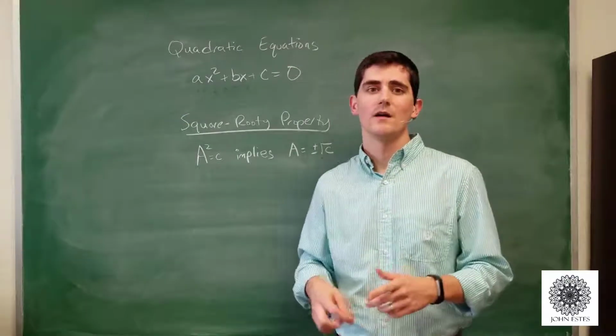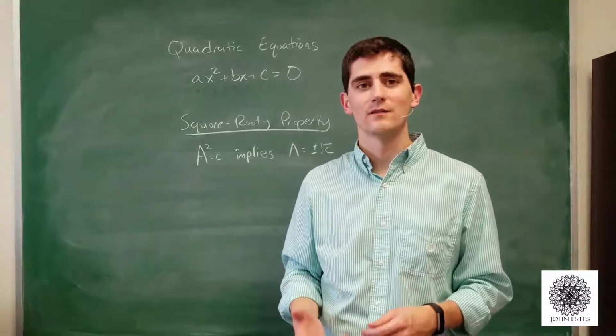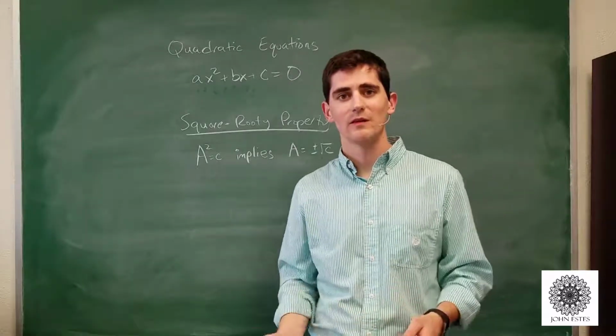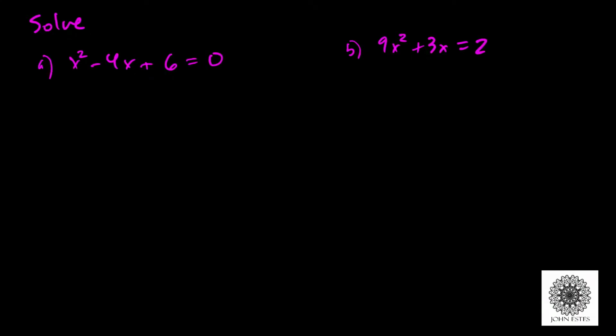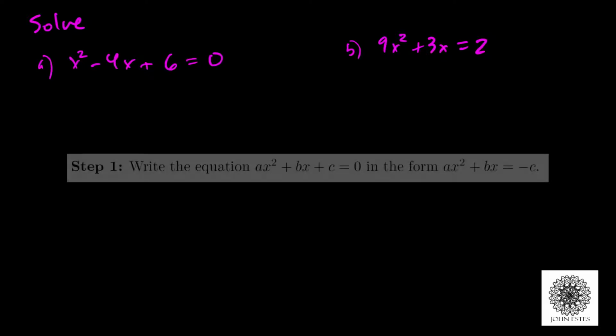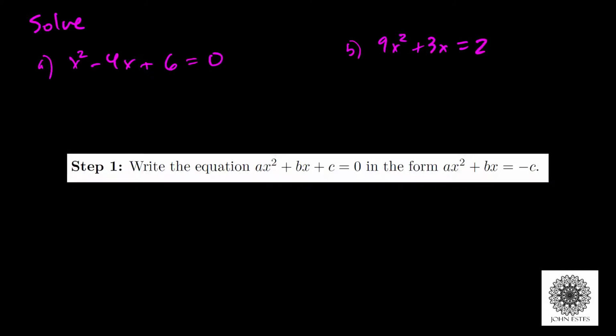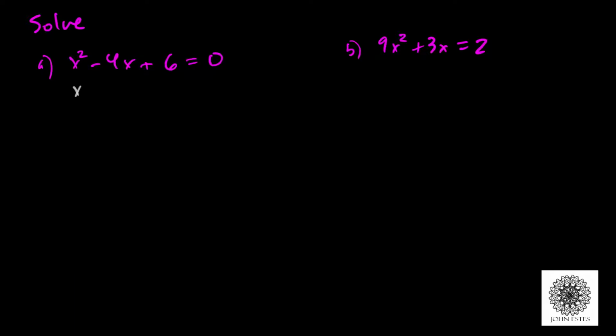The square root property also helps us employ another technique to solving quadratic equations, and this is called completing the square. And I'm going to show you how that works as well. I'm going to show you how to complete the square with these couple of examples, and there is a process to doing this. Step one of the process is that you have to write the equation ax squared plus bx plus c equals 0 in the form ax squared plus bx equals negative c. In other words, you take your constant over to the other side. So in part A, to do that, I just need to bring the 6 over to the other side. So I have negative 6.